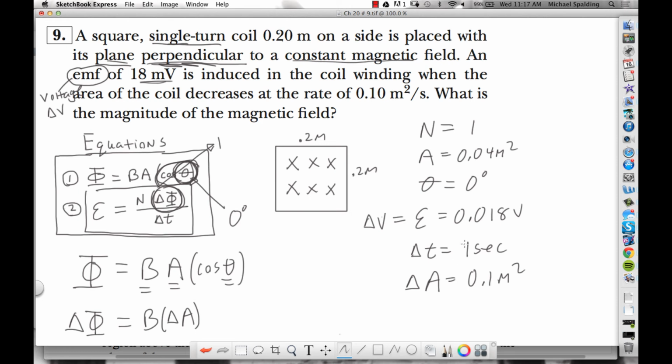And it doesn't matter what time interval you choose. What if we would have chosen a 2 second time interval? Then what would the change of area have been? 0.2. And you'll get the exact same answer, right? It doesn't matter how many seconds you choose. So let's just choose 1 second, okay?